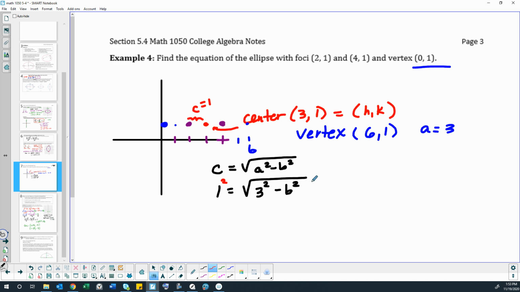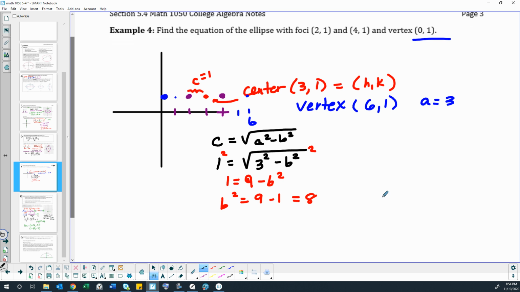Okay, square both sides to get rid of that square root. So we have 1 equals 9 minus b squared. I'm going to put the b squared over here. So then I have 9, and I'm going to move the 1 over there. So that gives me 8. So b squared is 8. So b would be the square root of 8. Not that we really care about that. We care more about what b squared is, because at this point we're just writing an equation, correct?